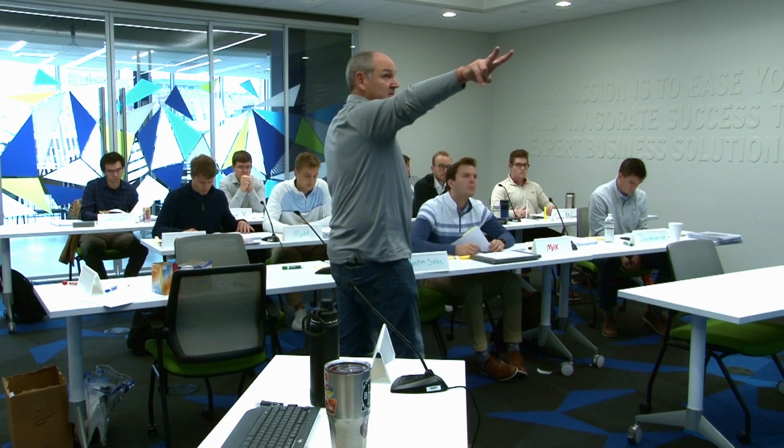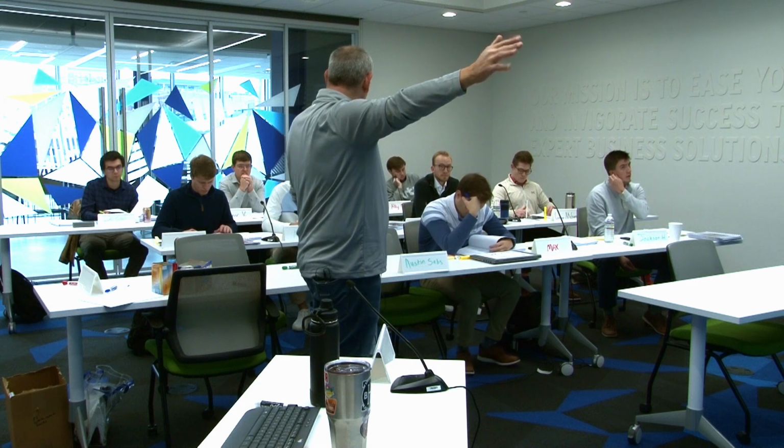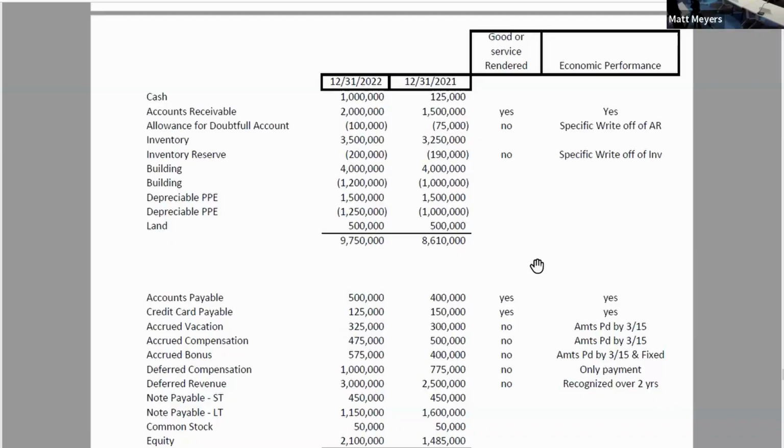Okay, so that's what this is, a summary of that concept. For cash, you really don't need to talk about it. For AR, is it reportable when the good or service is rendered? Economic performance has occurred. Allowance for doubtful accounts: good or service, no. Economic performance is when you have a specific write-off of the AR. Inventory reserve, no. Good or service rendered, but specific write-off of the inventory. Accounts payable, good or service rendered, economic performance, yes. Credit card payable, yes.